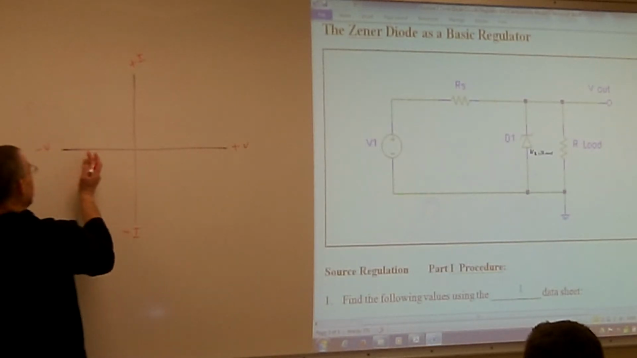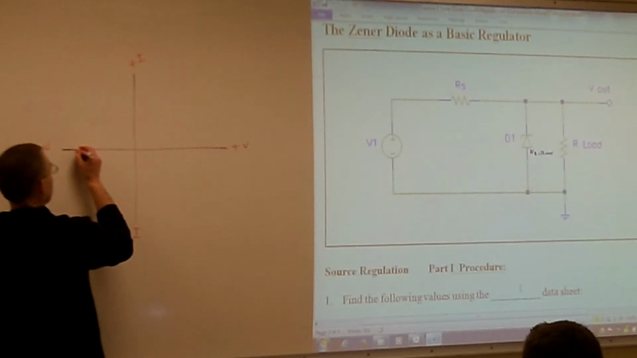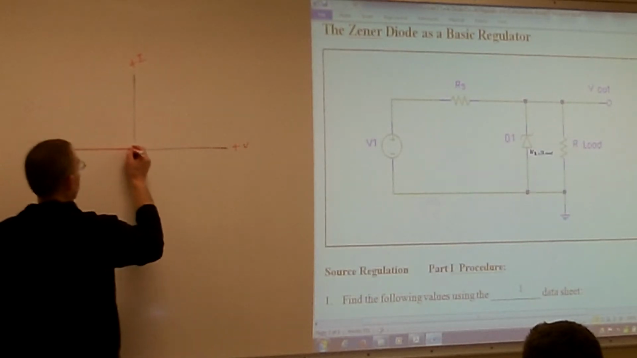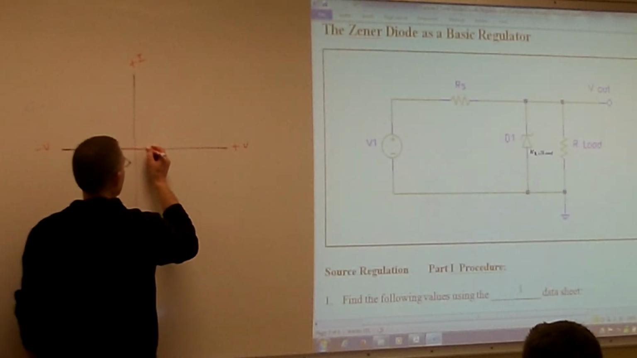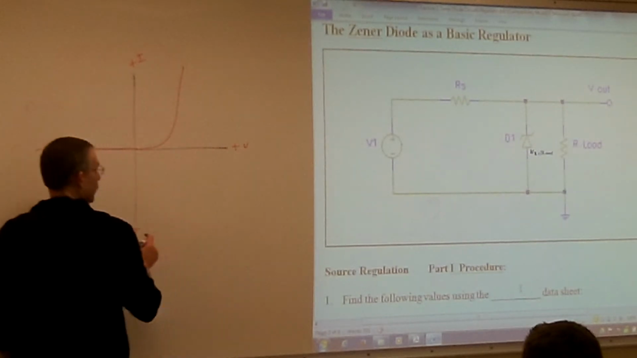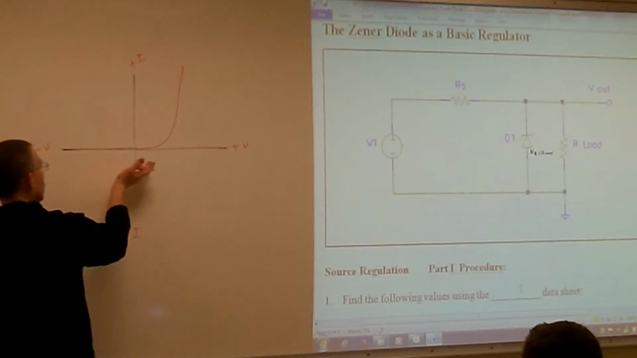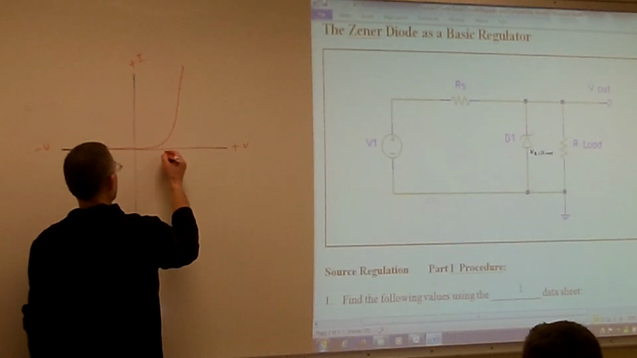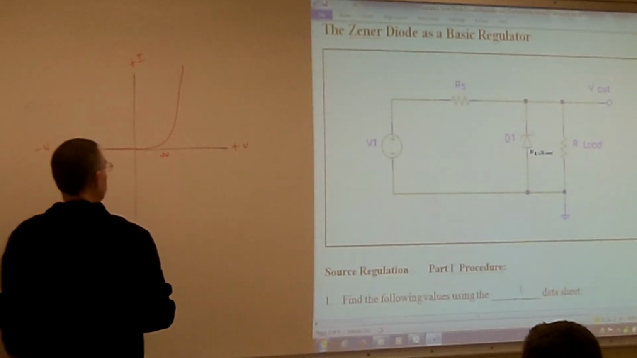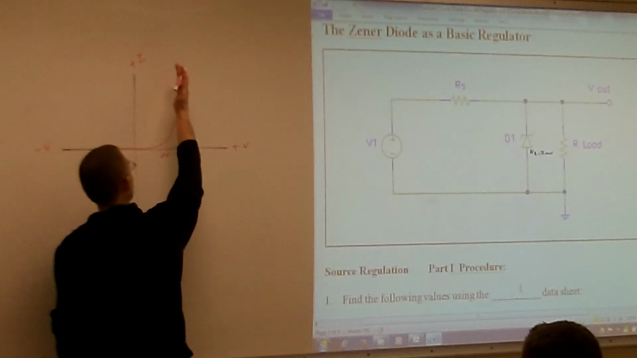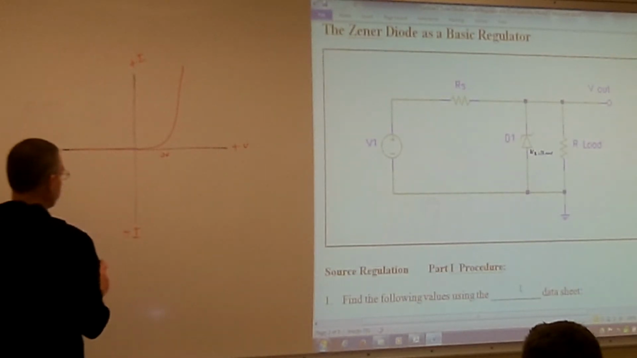When it was in reverse bias, there was no current. It acted like an open switch and just maintained that. Then it hit that 0.7, and all of a sudden the current shot up. So once we hit that 0.7 volts, the diode turned on, and the current started to flow through it.